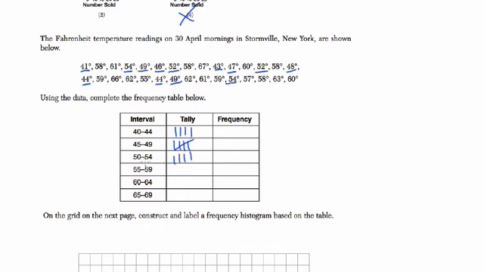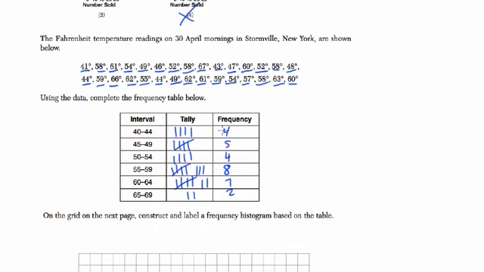55 through 59. 1, 2, 3, 4, 5, 6, 7, 8. 60 through 64. 1, 2, 3, 4, 5, 6, 7. This is very tedious, sorry. 65 to 69 is 1, 2. So 2, 7, 8. Although now I'm worried, I thought I said 9 there, but we'll go back. 8, 4, 5, and 4.